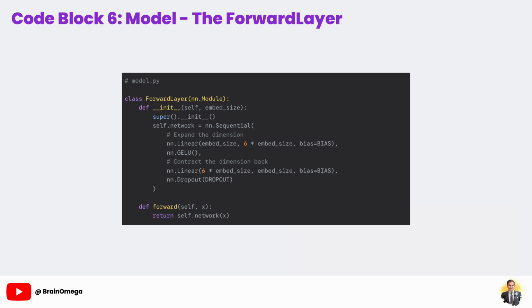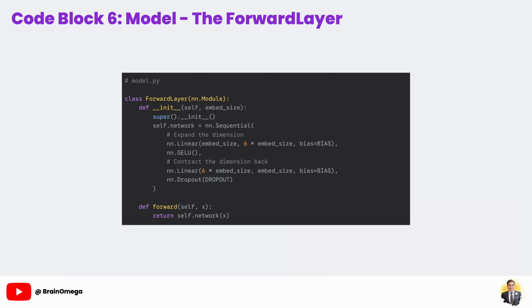After our tokens have gathered all this great context from their neighbors through multi-head attention, they need some time to process it. That's the job of the feed-forward layer. You can think of attention as the communication step and the feed-forward layer as the thinking step. This part of the network processes each token individually.